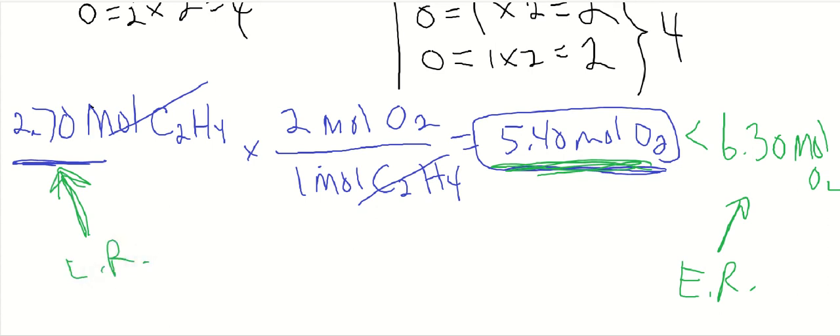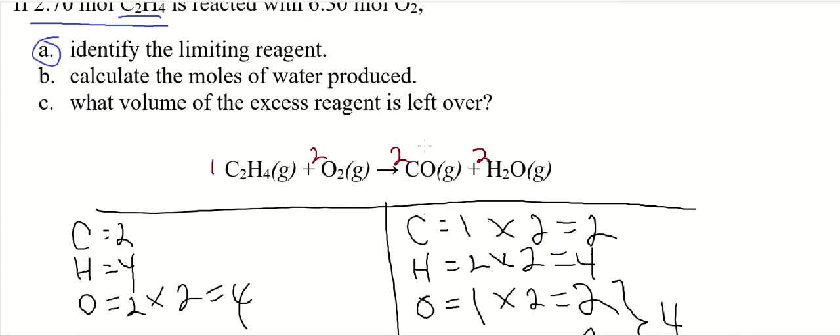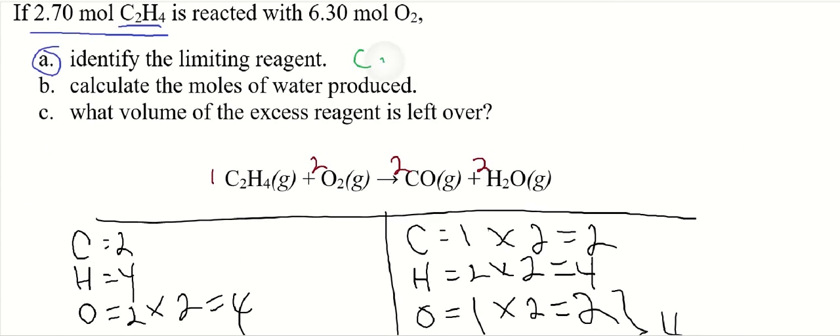All right, so we answered part A. Answer is ethene. C2H4 is the answer. I need to get a new stylus. C2H4.